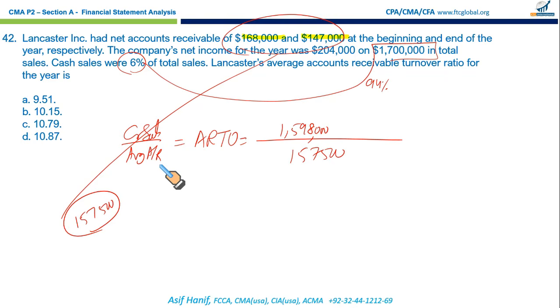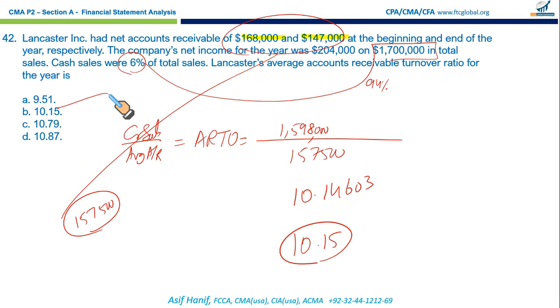So 1,598,000 divided by 157,500 gives you 10.14603, which if rounded off gives you 10.15. It's a perfect match for your option B.